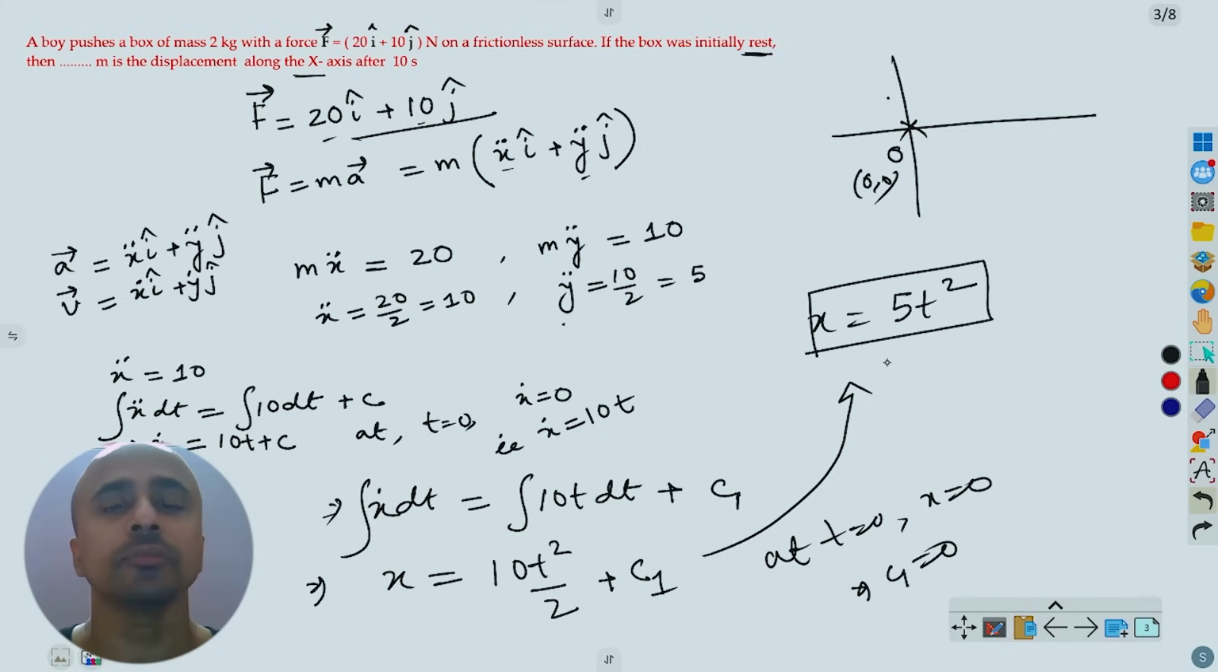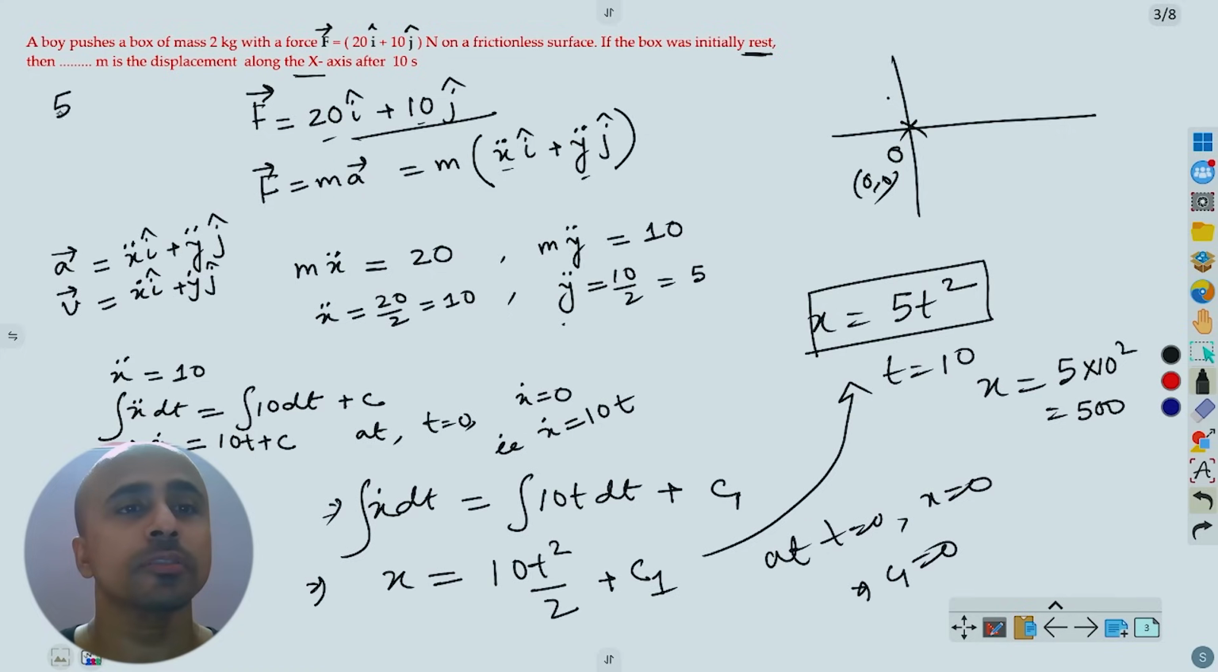Now we want its displacement after 10 seconds. So if t equals 10, then x equals 5 times 10 squared, that is 500. So the displacement is 500 meters.